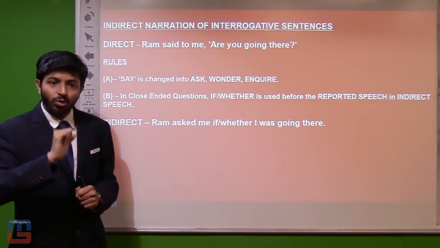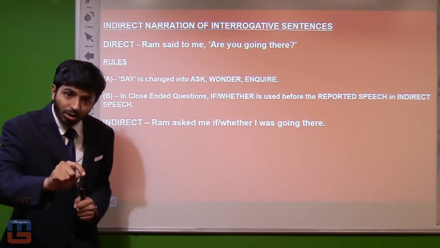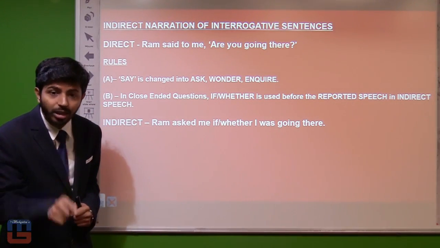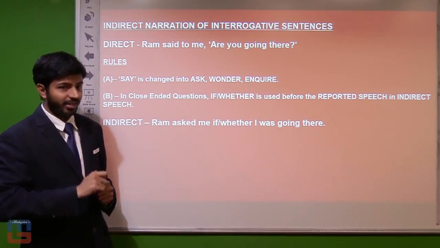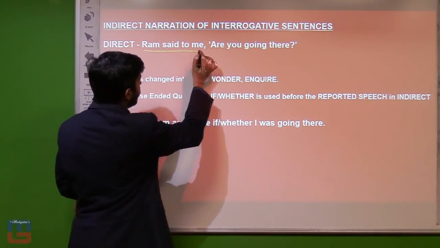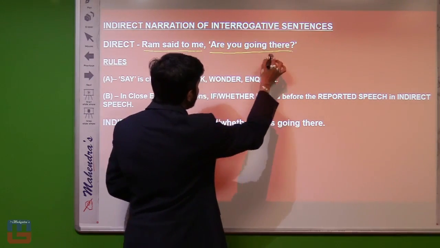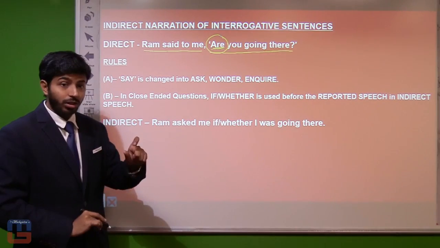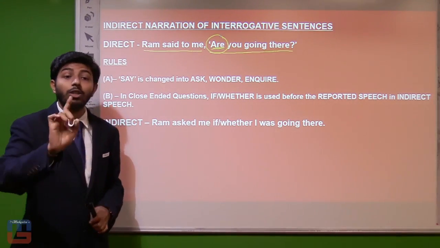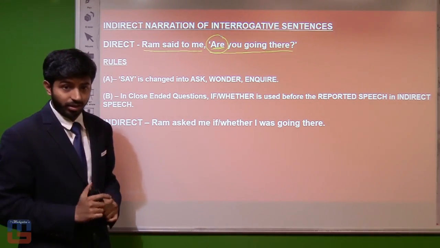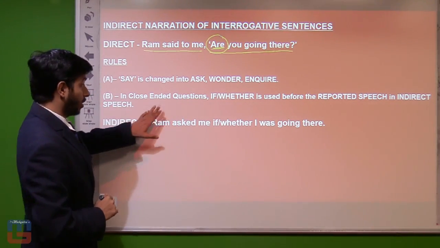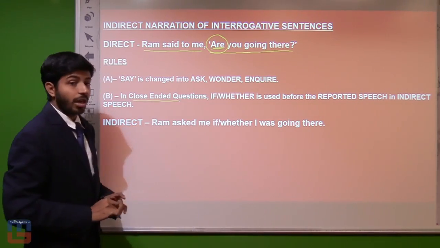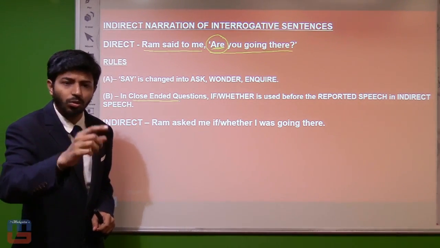In a close-ended question, if or whether is used before the reported speech in indirect speech. The sentence is, Ram said to me, "Are you going there?" Are is used here. It is an interrogative sentence, but no WH word is used here. Are is used, therefore it is a close-ended question, because the helping verb is used before the subject.